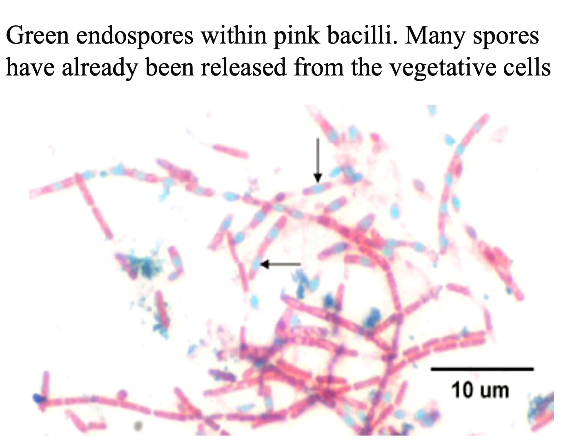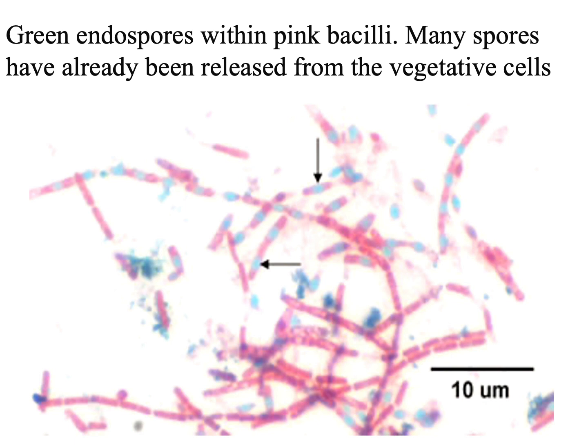The picture here is an example of how we view endospores in the lab. The green ones are your endospores within a pink bacilli. Many spores have already been released from the vegetative cell. Those organisms without green structures in between are vegetative cells, but those organisms with green structures in between them are endospore-forming cells. Okay?